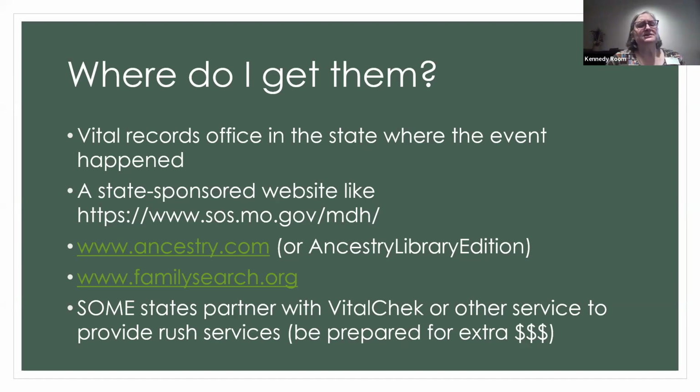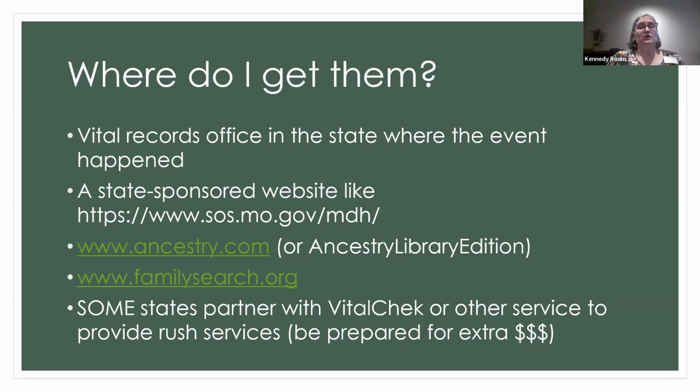You may find that there are state-sponsored websites like the Secretary of State's in Missouri, and I'll show an example from that in a moment. Ancestry.com or Ancestry Library Edition has many, including Virginia. FamilySearch.org has other states. Different states partnered with different large genealogy companies and organizations to provide access to their data. So you'll have to do some exploring to find out which states you're looking for and which records they decided to keep and make accessible.